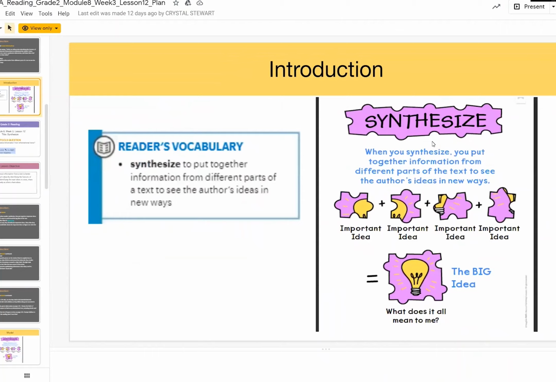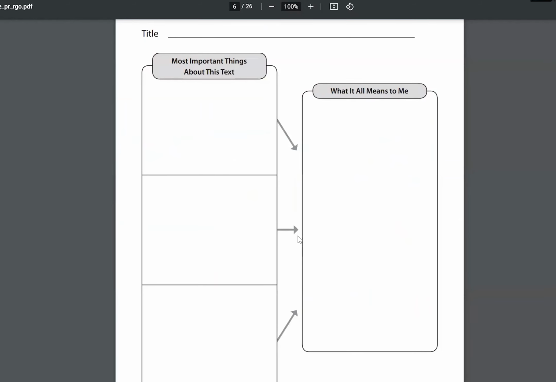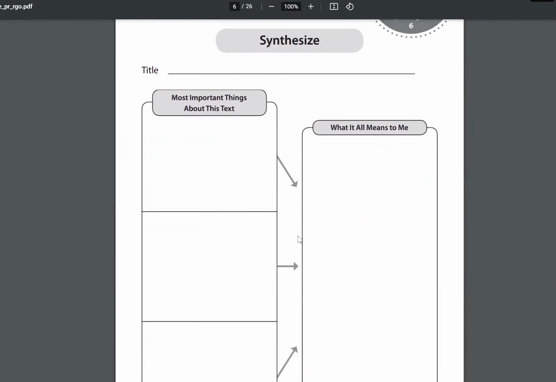So before we get into our text, I think it's a good idea that we use this graphic organizer to help us really keep track of those pieces of information that we're going to gather. And then we can write down what our thoughts are after we've really thought about what we've read, and just make note of what we think the big idea is. What does it all mean to us?